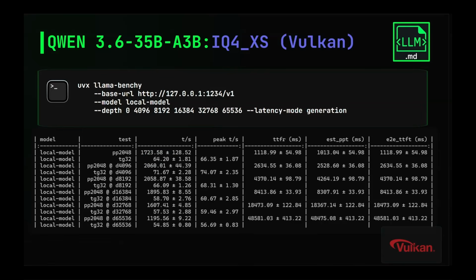The real highlight here is what happened at 65K context depth. Vulkan actually beats ROCm in text generation, pushing almost 55 tokens per second, but the craziest part is what happened to prompt processing. Vulkan absolutely crushes ROCm here, jumping from about 700 tokens per second prompt processing all the way to nearly 1200, which is a massive win for an out-of-the-box backend such as Vulkan.